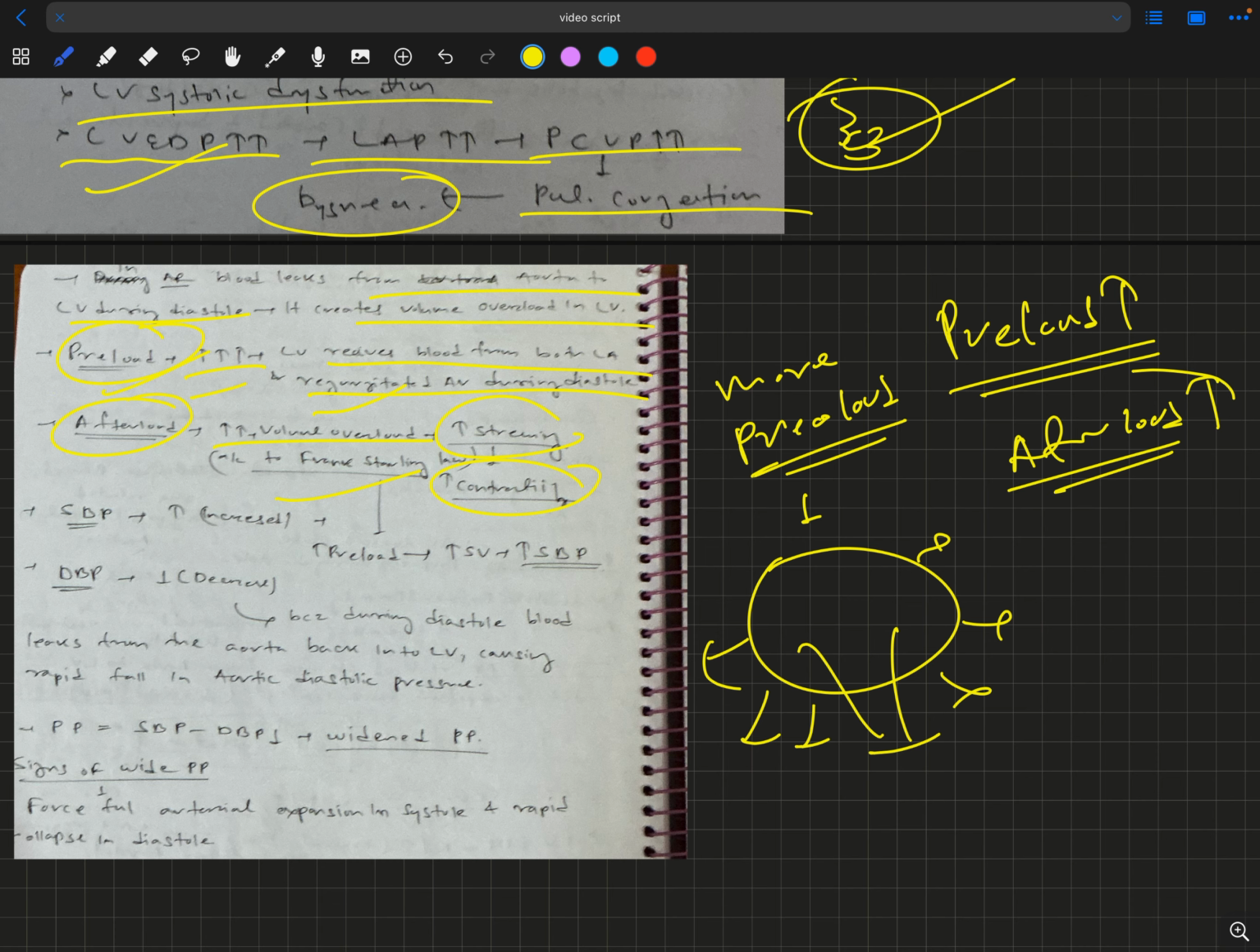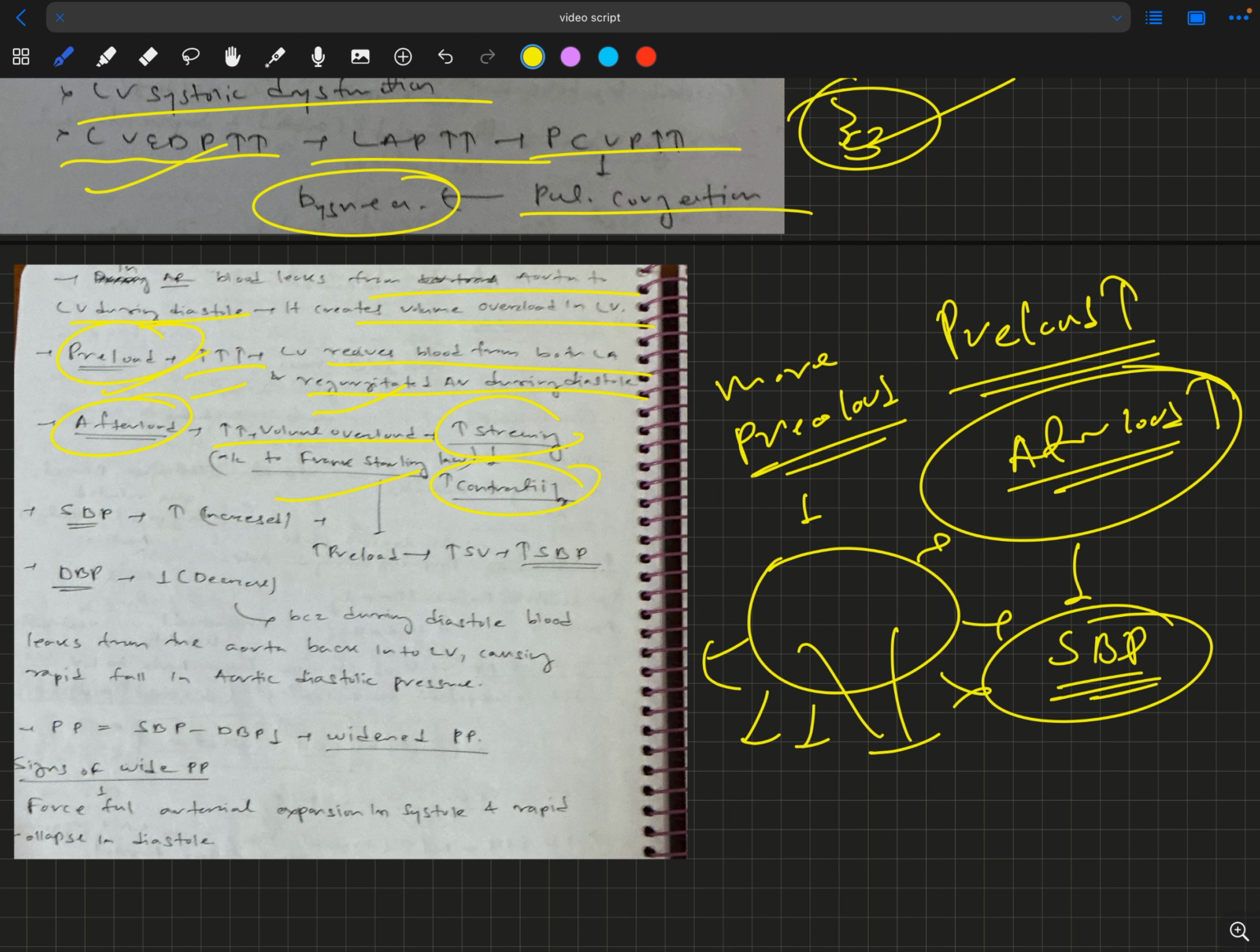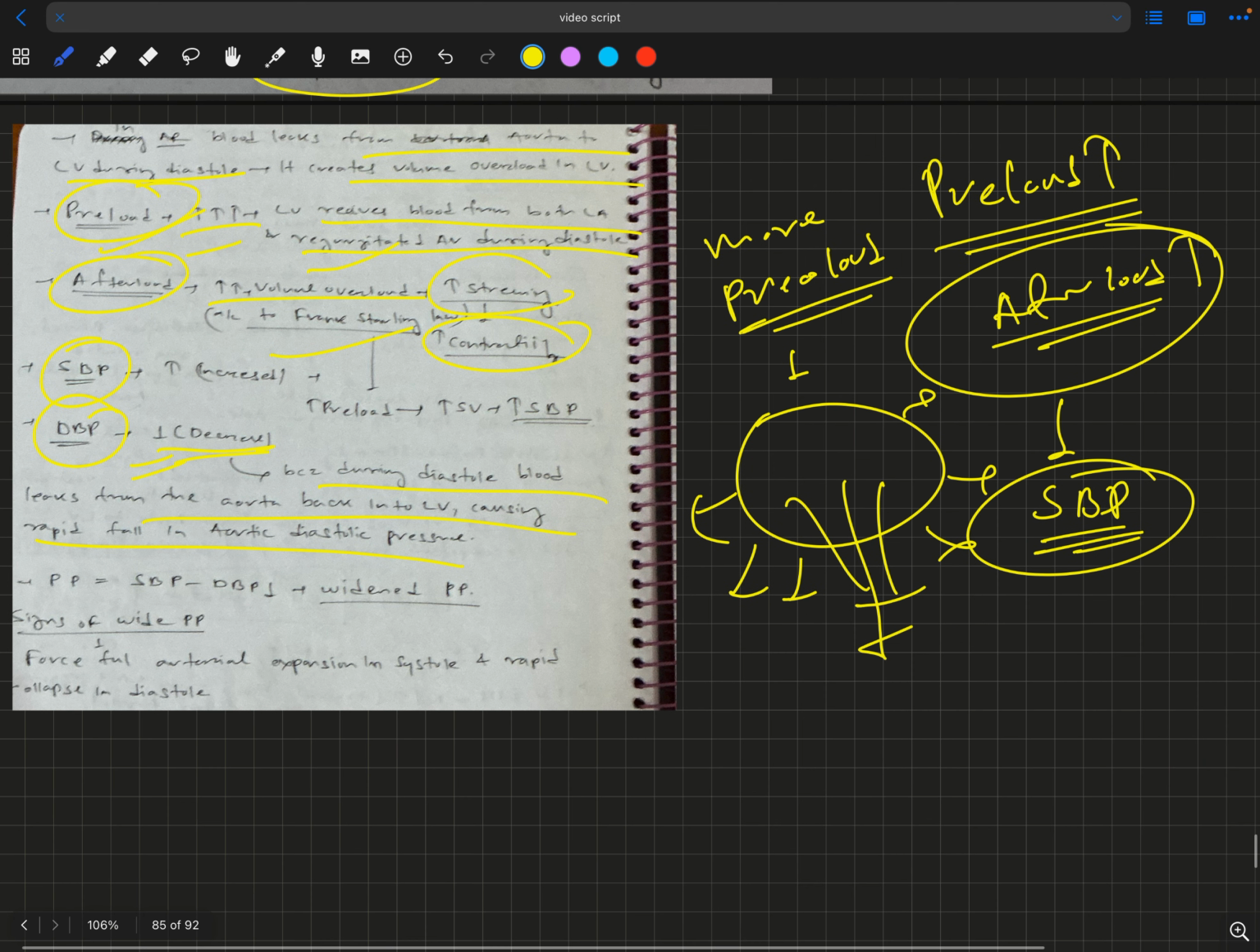If the afterload increases, then the systolic blood pressure will increase, so the heart ventricle will pump all this blood. Systolic blood pressure is increasing, but diastolic blood pressure is decreasing, because during diastole there will be backflow of blood from the aorta into the left ventricle. This causes a rapid fall in aortic diastolic pressure. So diastolic pressure is rapidly falling.